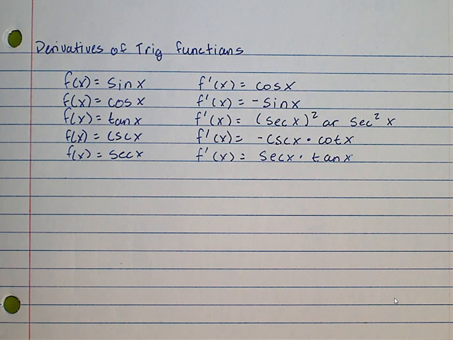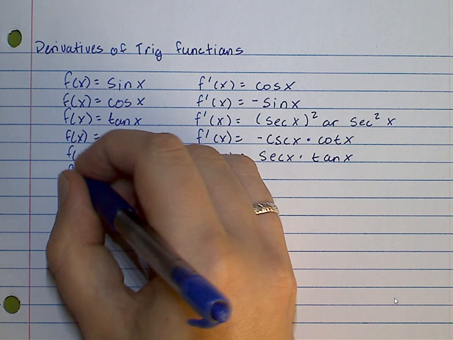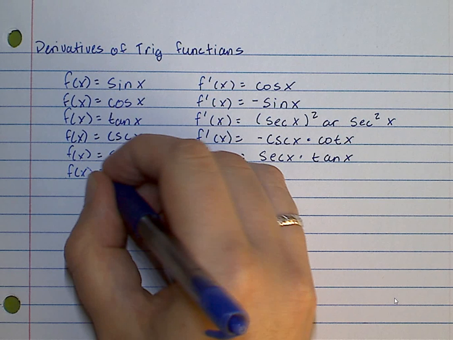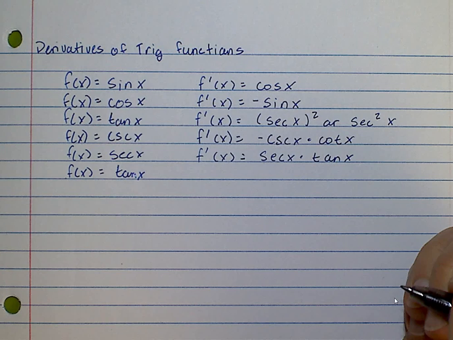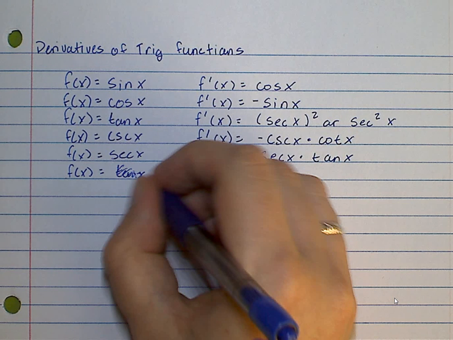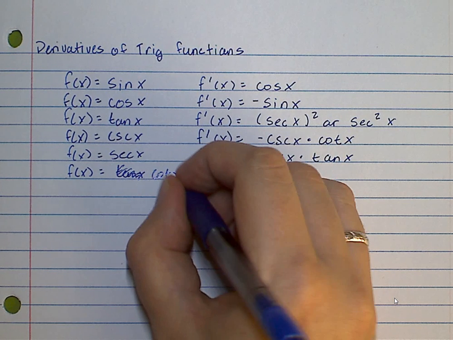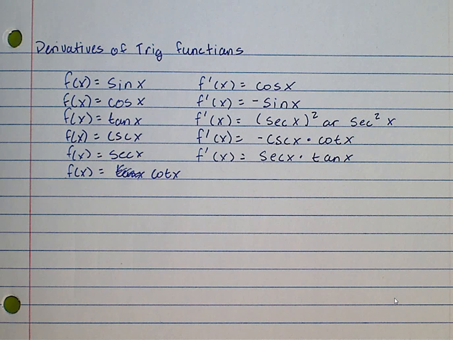Then we got one more to do, and then we can start using them. Cotangent. So say we got a function that is the cotangent of x. Sorry, I'm an imperfect person. So we have a function that's cotangent x.